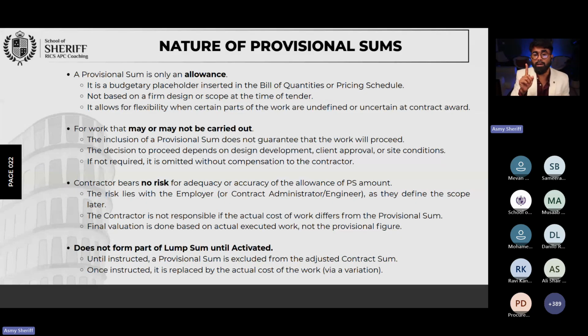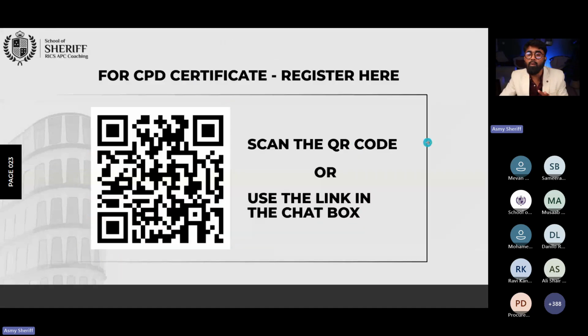So make sure the provisional sum amount inserted within the BOQ is not your contractual amount. You can't go and fight with the employer saying, oh, so and so thing I did, please give me the money. You can't fight for it. Okay? So remember these very succinct five rules. Remember what is provisional sum and what is prime cost, and ensure that you do not execute provisional sum or prime cost without instruction of the employer.